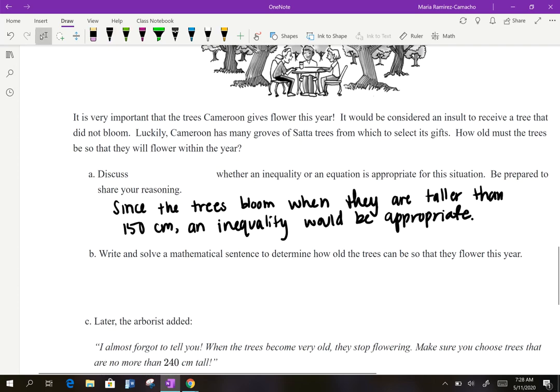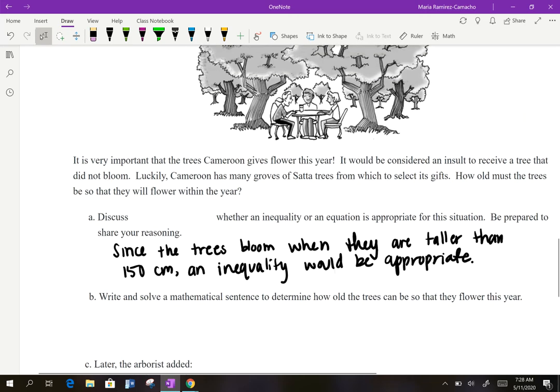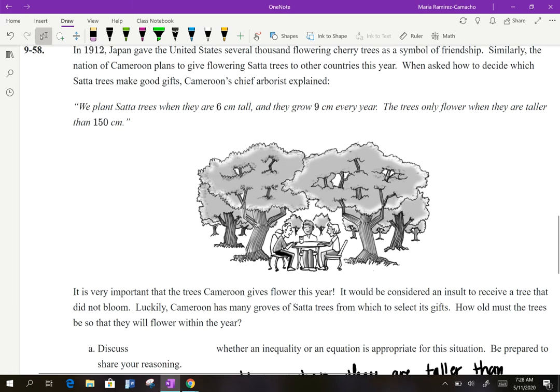Okay, part B says, write and solve a mathematical sentence to determine how old the trees can be so that they can flower this year. Let's see. Well, the sata trees are planted at 6 centimeters tall and they grow 9 centimeters every year. So I want you to think of a linear inequality. Think back to a linear equation, actually.